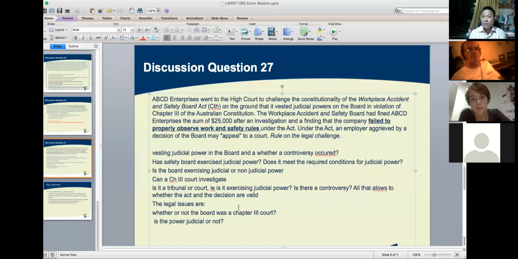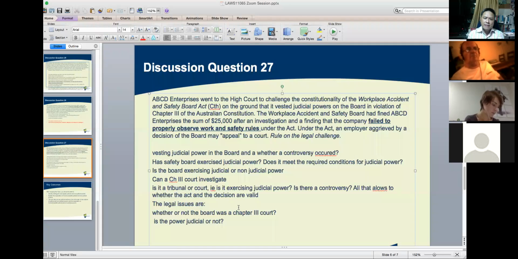So let's try answering the legal issues now. The first question is, is it a Chapter 3 court or not? Now remember, the fact alone that it is called a board does not necessarily lead to the conclusion that it is not a Chapter 3 court. Let me repeat. The mere fact that a government body may be named a board or a tribunal doesn't mean that it is not a Chapter 3 court. It could still be a Chapter 3 court.